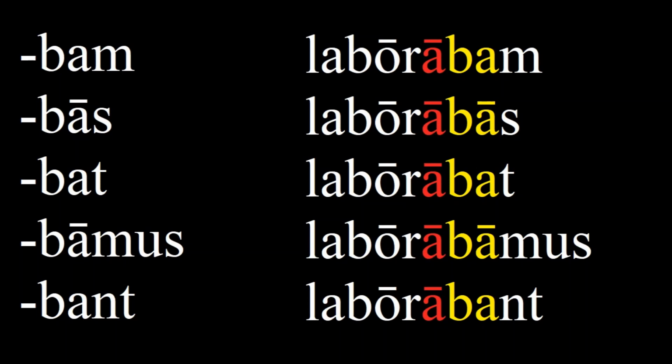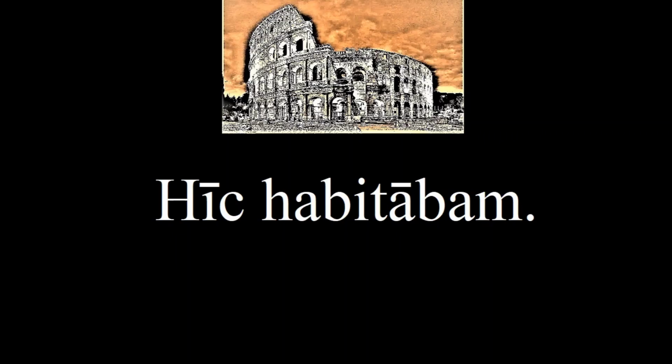Since this is the imperfect tense, it signifies that the action is incomplete. So the sentence, Agricola in agro laborabat, can mean either the farmer used to work or the farmer was working, up until a certain point in time. Try to say now, I used to live here. Hic habitabam.